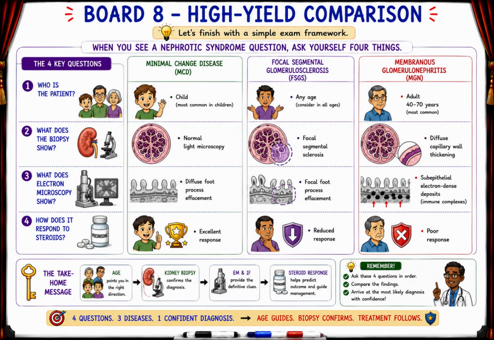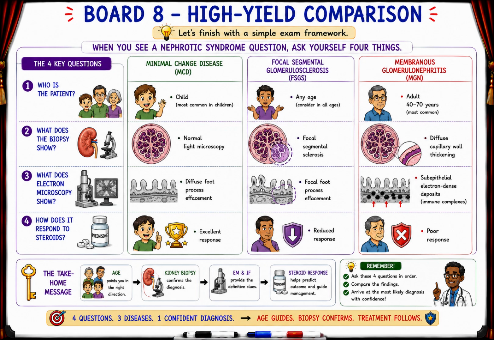Let's finish by putting everything together in one simple examination framework. When you see nephrotic syndrome questions, ask yourself 4 questions. Who is the patient? A child? Think MCD. Adult, 40 to 70 years, MGN, and any age, consider FSGS. What does the biopsy show? Normal light microscopy, MCD. Focal segmental sclerosis, FSGS. Diffuse capillary wall thickening, MGN.